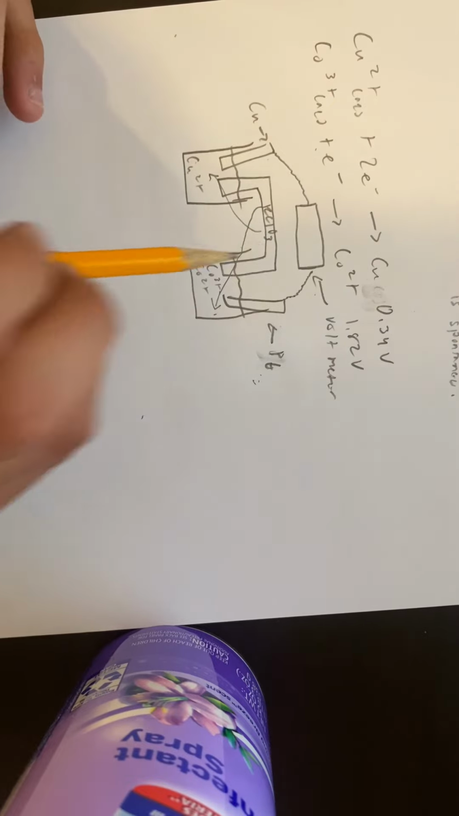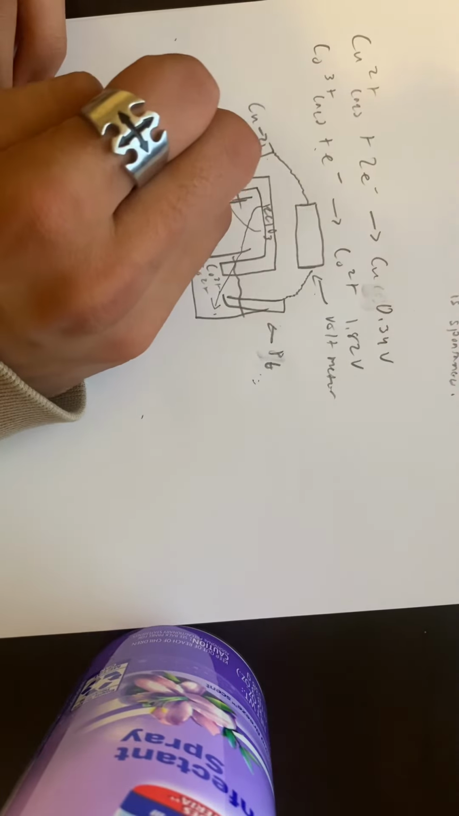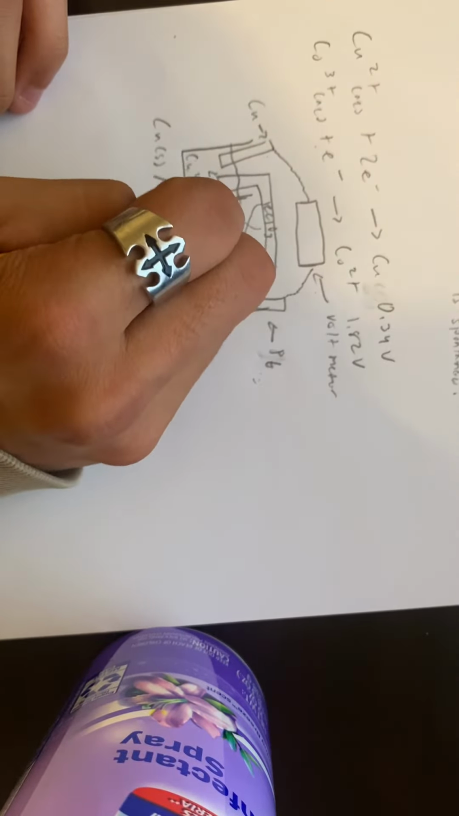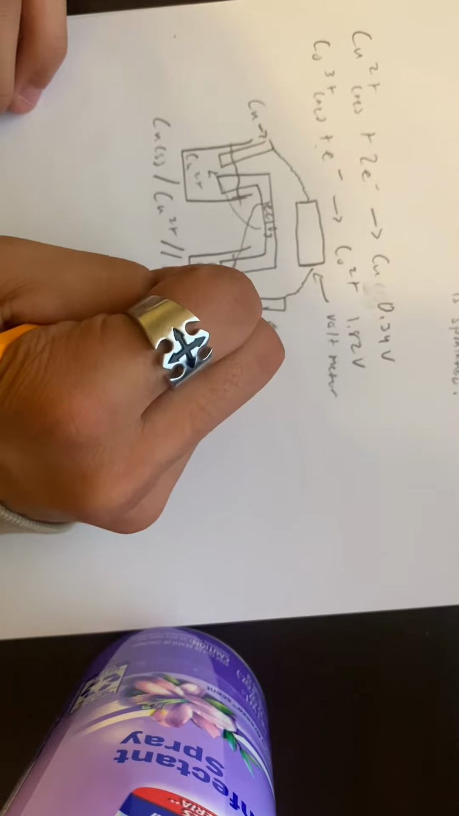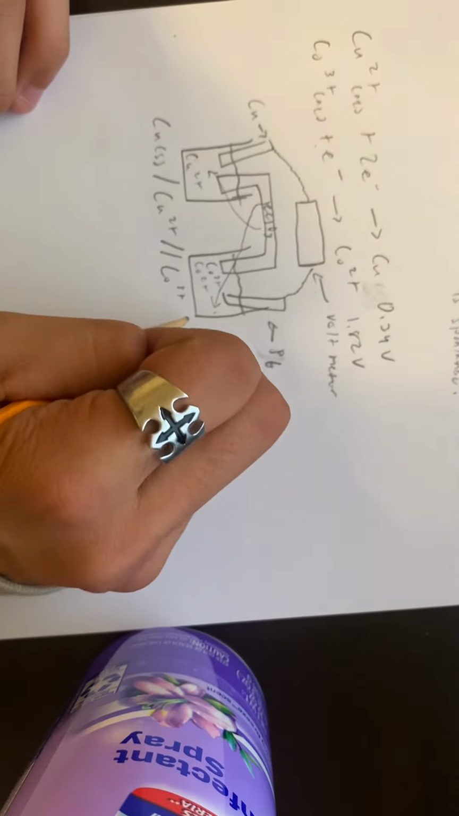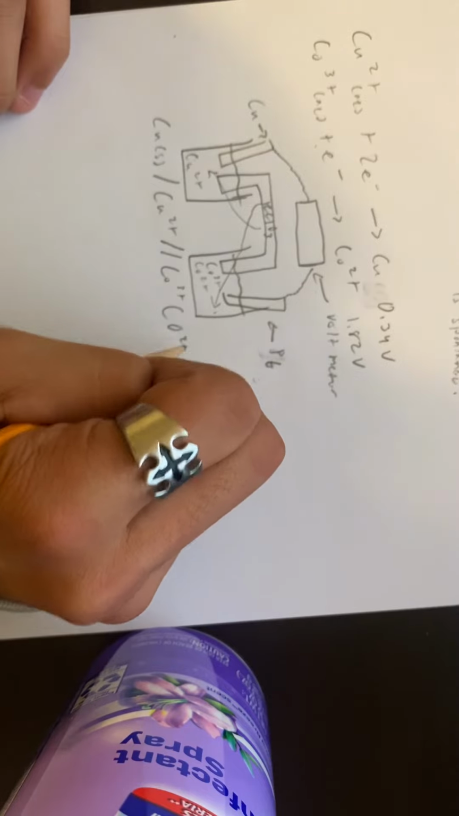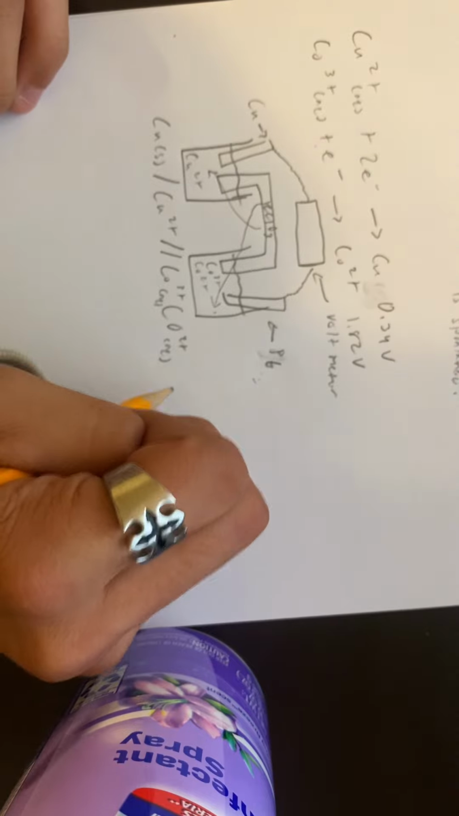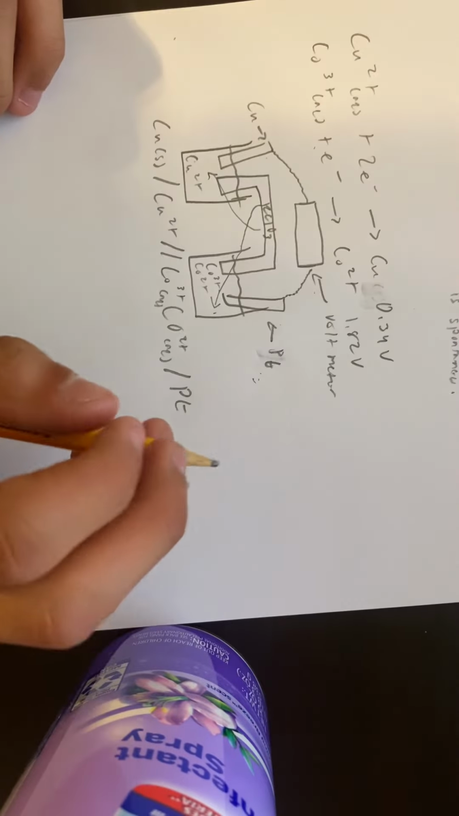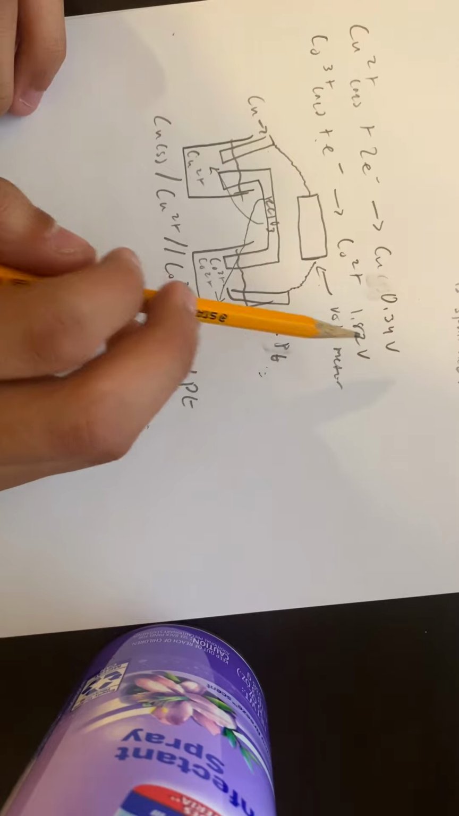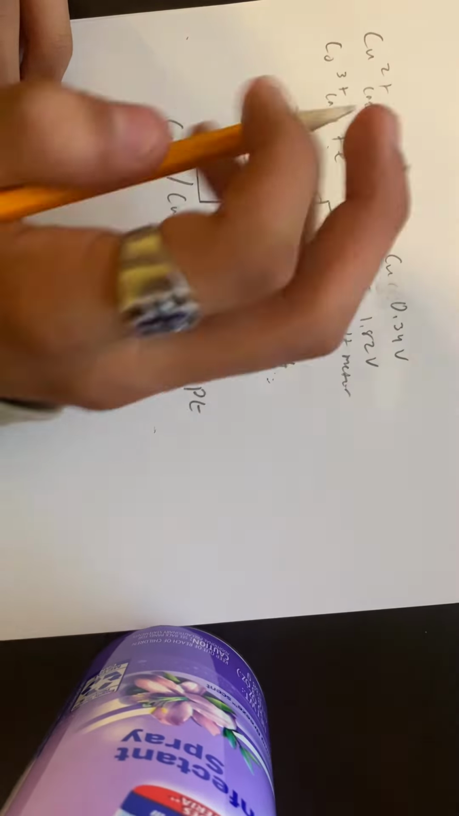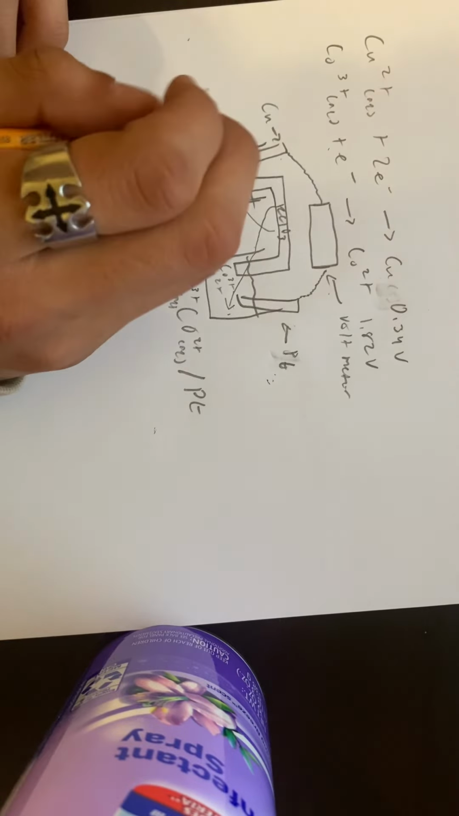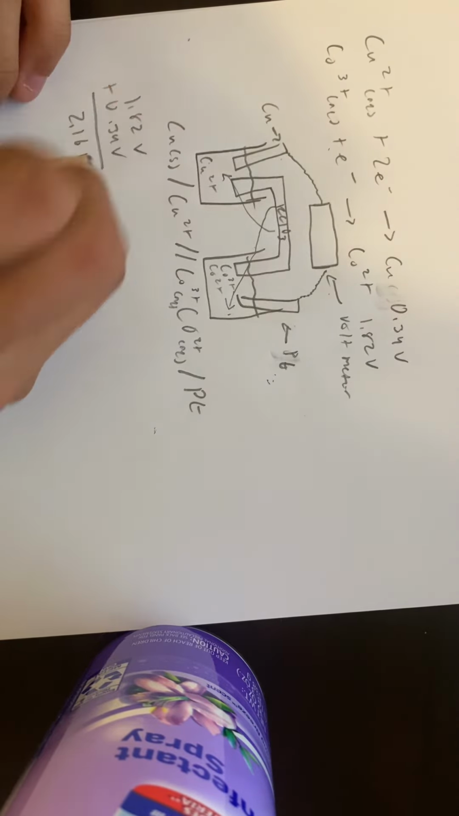After finding this out, we are given it as Cu, Cu2+, Co3+, Co2+ in aqueous, and Pt. Since both are positive, we don't need to reverse any reactions. So we can just do 1.82 volts plus 0.34 volts, which gives you 2.16 volts.